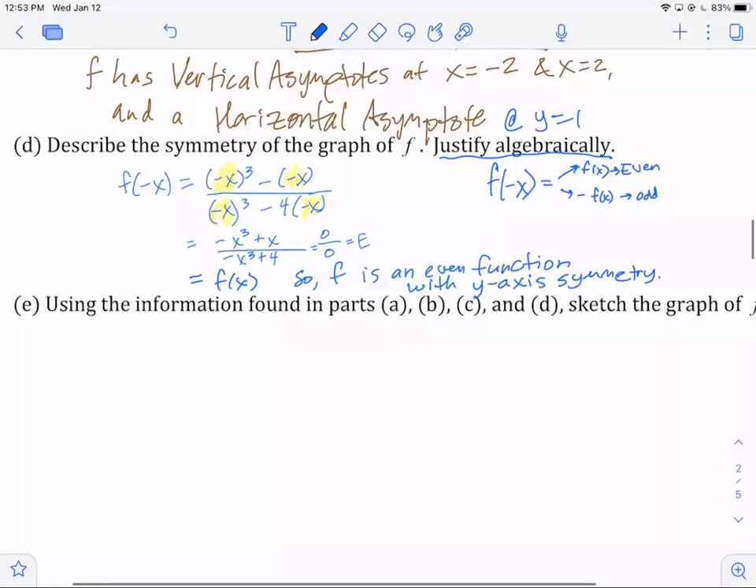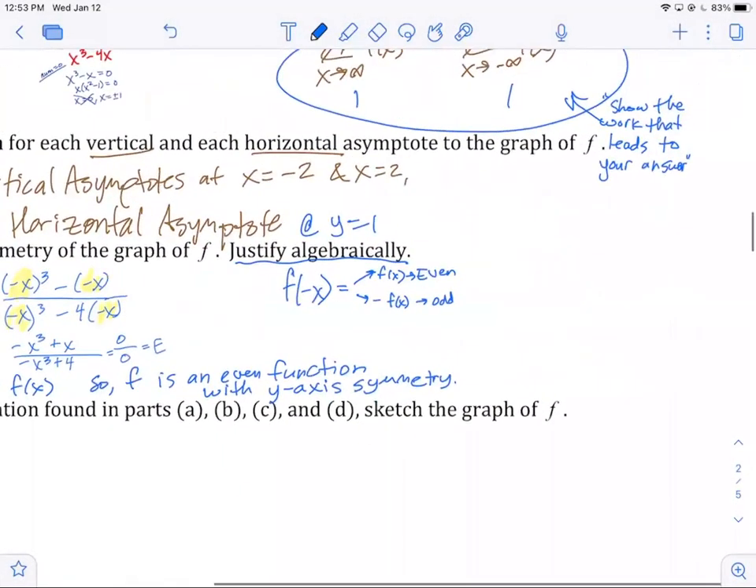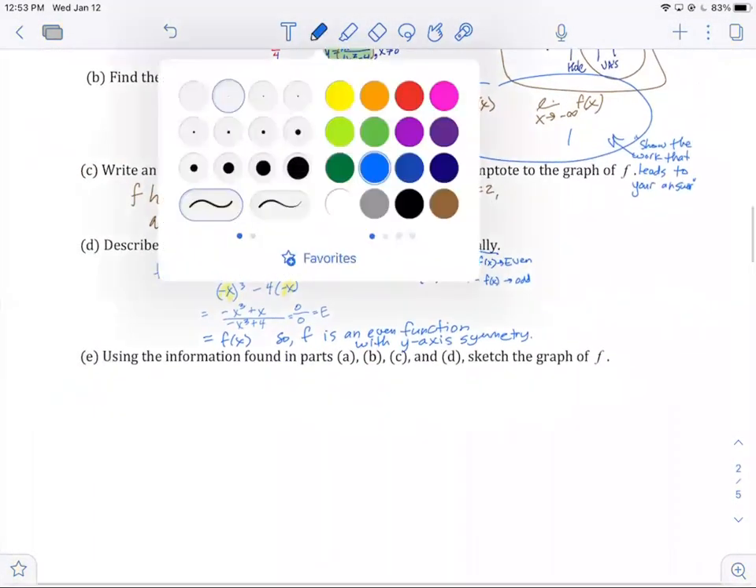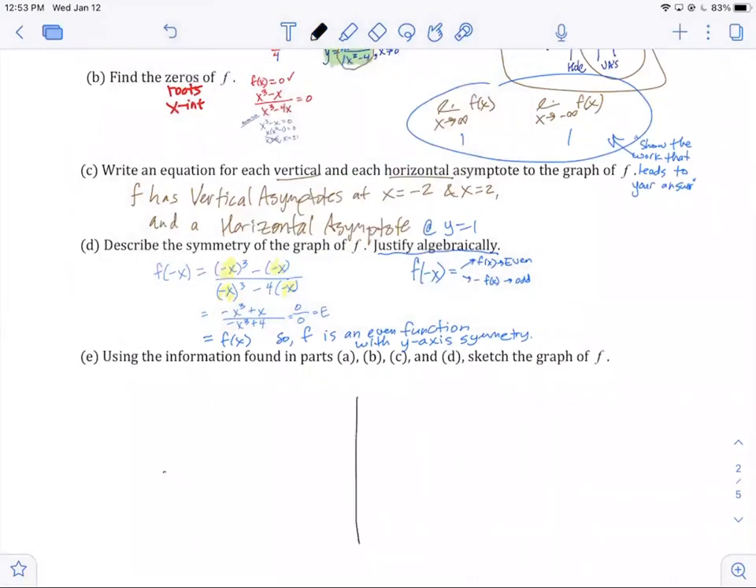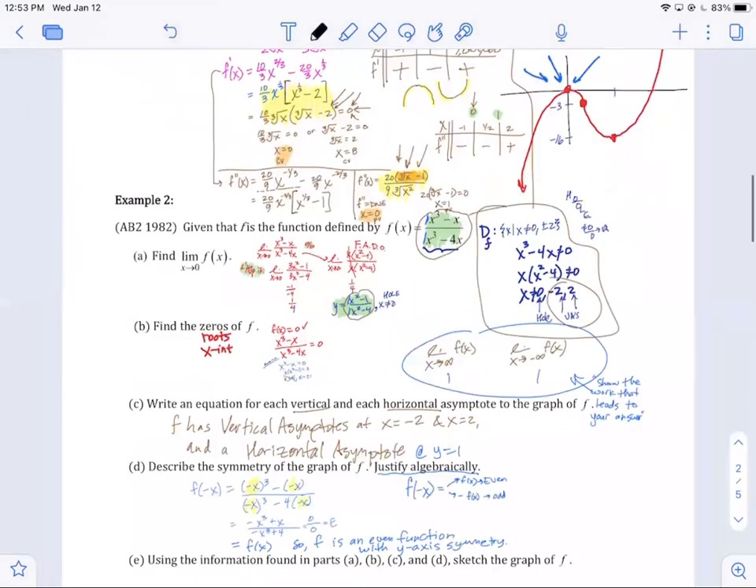And then, using the information found in parts A, B, and C, sketch the graph. Okay. They haven't had students sketch graphs on free response questions in a really long time. Now, what does that mean? Has it gone away forever, or could it be that this is the year they bring it back? Bring back the graphs. Okay, all right, let's see what we've got so far. Let's go back over here.